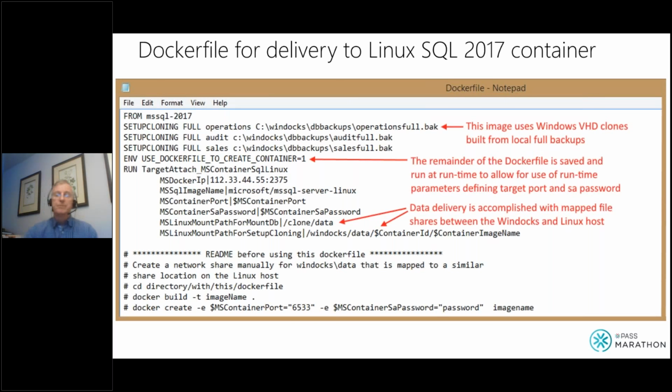So you'll note that certain of the command parameters are build time parameters. So the target host IP and port is saved as part of the build time parameters. The target SQL Server image is a build time parameter, but the runtime parameters will include a user assigned container port, a user assigned SA password, and with those, we'll be able to deliver this environment.